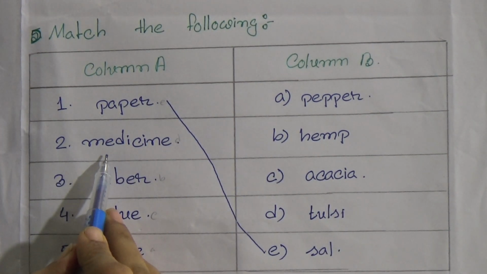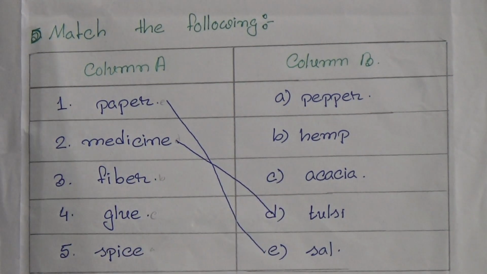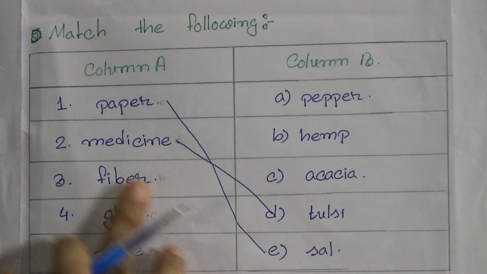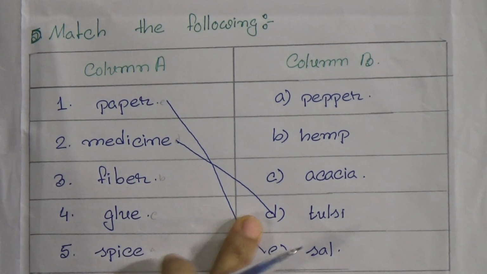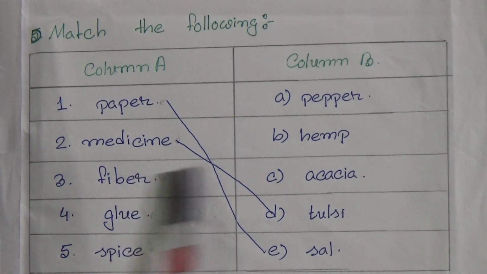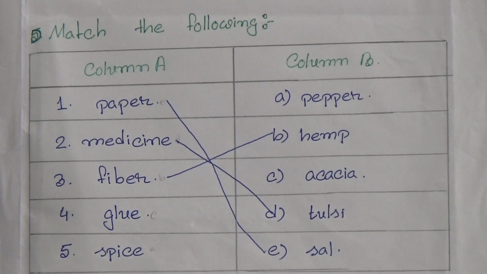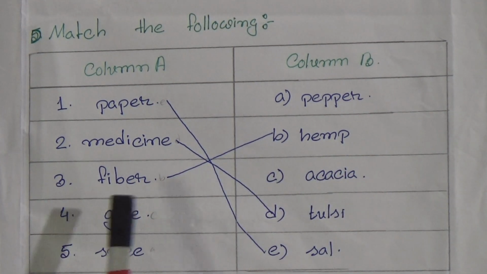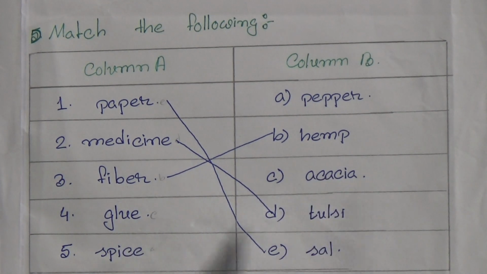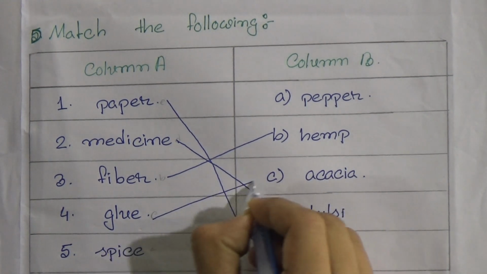Medicine, we get medicine from the tulsi tree. So, 2 plus D. Number 3, fiber, we get fiber from hemp. So, we match it 3 plus B. Number 4, glue, we get glue from the acacia tree. So, we match glue with acacia. 4 plus C.